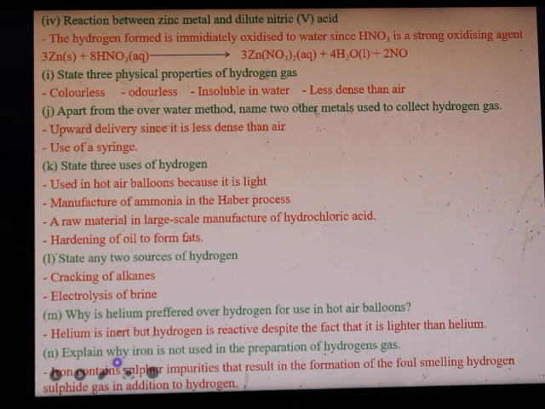Then explain why iron is not used in the preparation of hydrogen gas. The reason is because iron contains sulfur impurities that result in formation of foul-smelling hydrogen sulfide gas in addition to hydrogen.